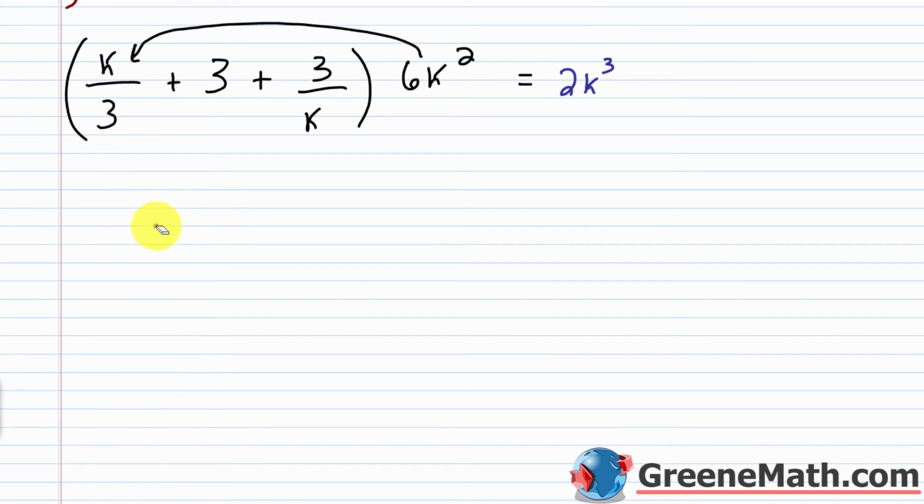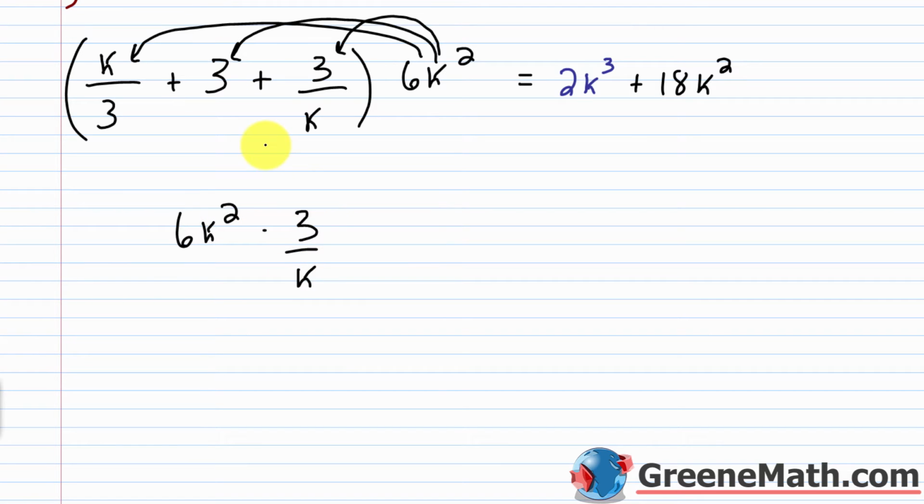Then we have 6k squared times 3. Well, that's easy. It's just 3 times 6, which is 18. And then k squared comes along for the ride. And then lastly, I have 6k squared times 3 over k. Well, we can see that one of the factors of k here would cancel with this k. And I'd have 6 times 3, that's 18, so 18k. So plus 18k. So let's see if this was our original dividend.